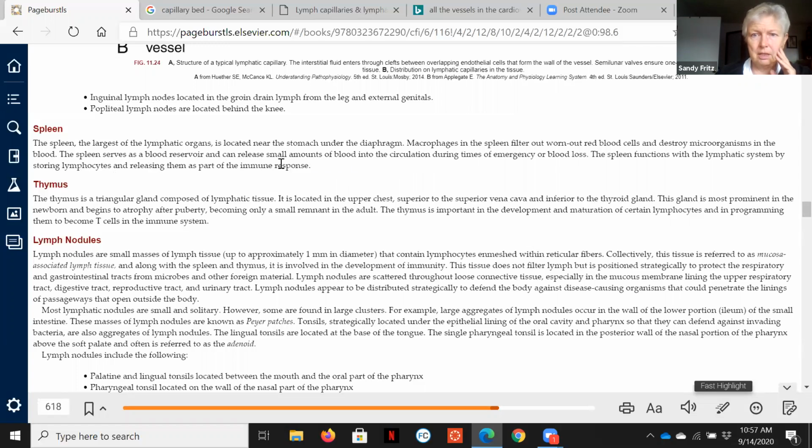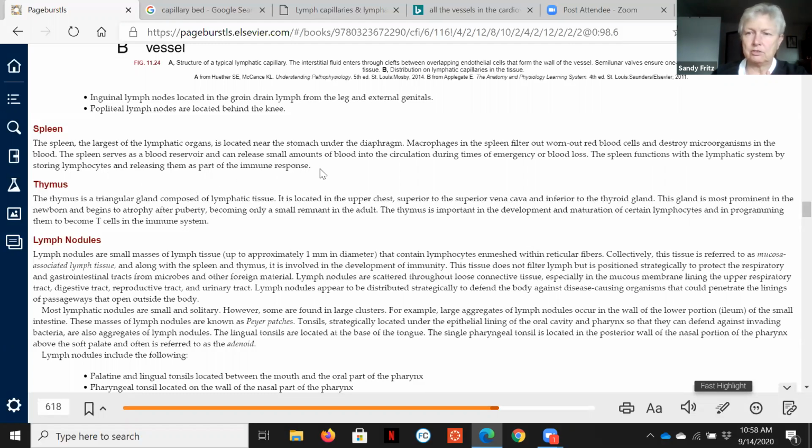Macrophages, they learn to be macrophages in the spleen. Now, where do these things come from in the first place? Well, they come out of the bone marrow. So now we've got another interconnected system. The bones are much more than a skeletal structure or a scaffold for us to hang muscles on. They're very metabolically active.